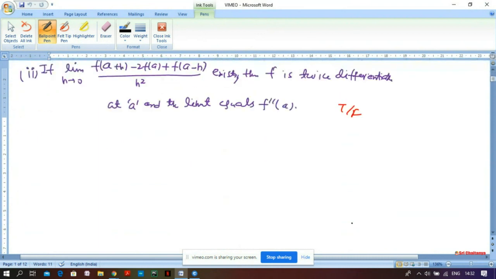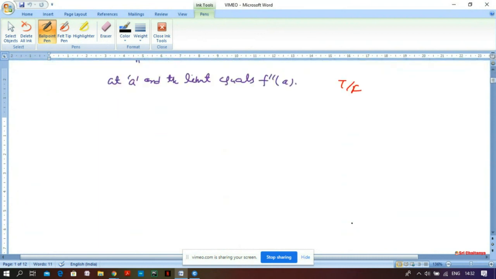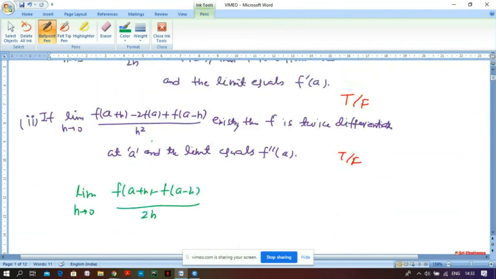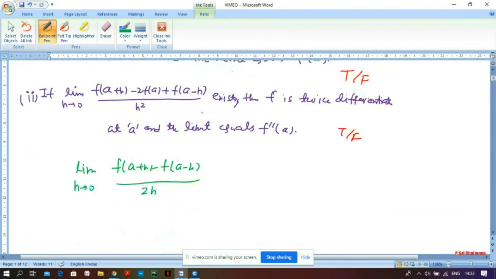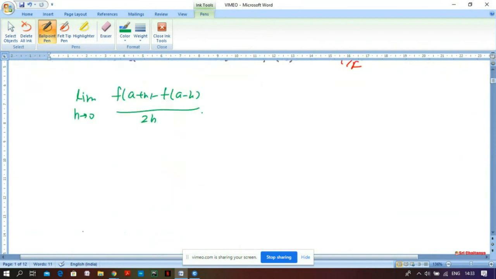So let me first tell you something about what we know. Let me change the color. What is given is that the limit as h tends to 0 of (f of a plus h minus f of a minus h) upon 2h exists. It could have been h also, that's not a problem, h or 2h. So it is given that this limit exists, and you want to find out what about f prime at a. It exists or it does not.